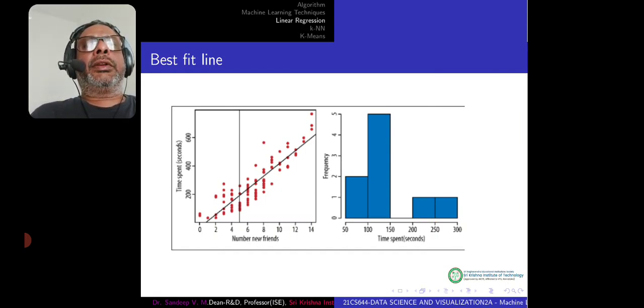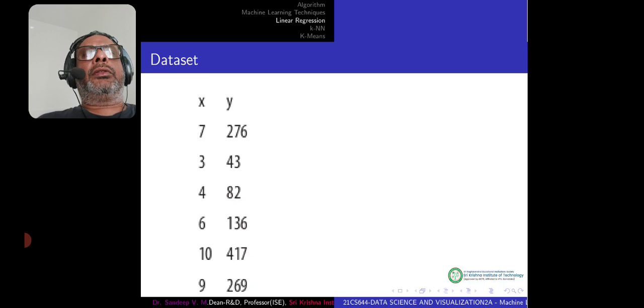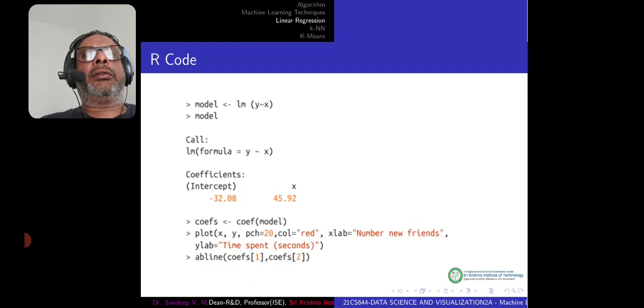So we are looking at two lines. One is a vertical line, one is a slant line, and we can see that the vertical line has no relation with the data, whereas the slant line is almost passing through the data. So that will be the better approximation for the data. We have an example here: a data set of x and y values, and then we have an R code to solve this.